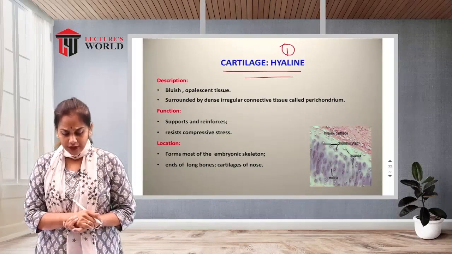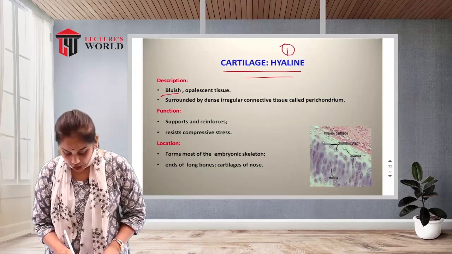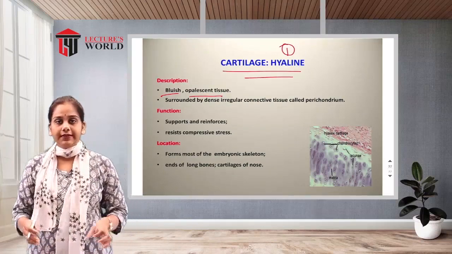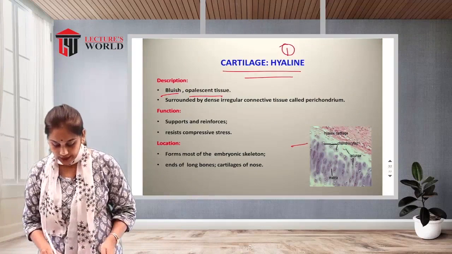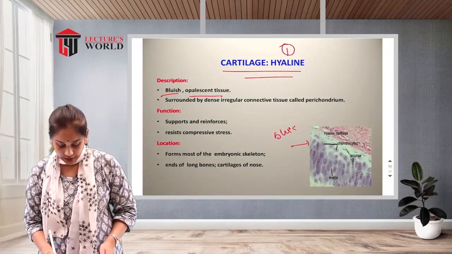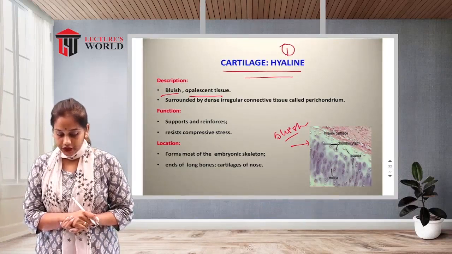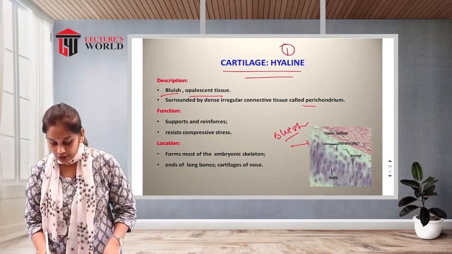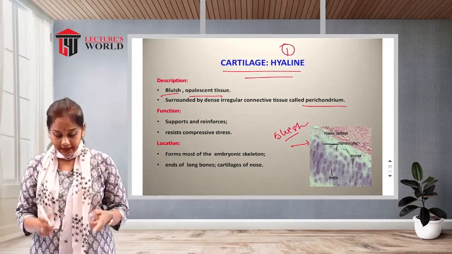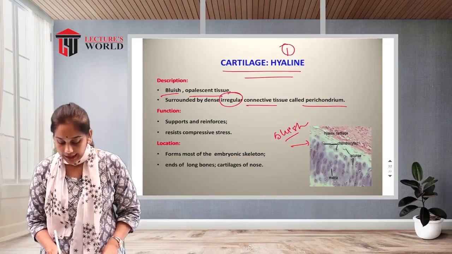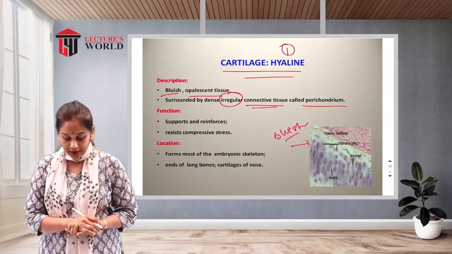Let us see the introduction of hyaline cartilage. It is a bluish, opalescent tissue, opalescent or transparent, mostly bluish in color. You can see the bluish color in the figure. It is surrounded by dense irregular connective tissue called the perichondrium.